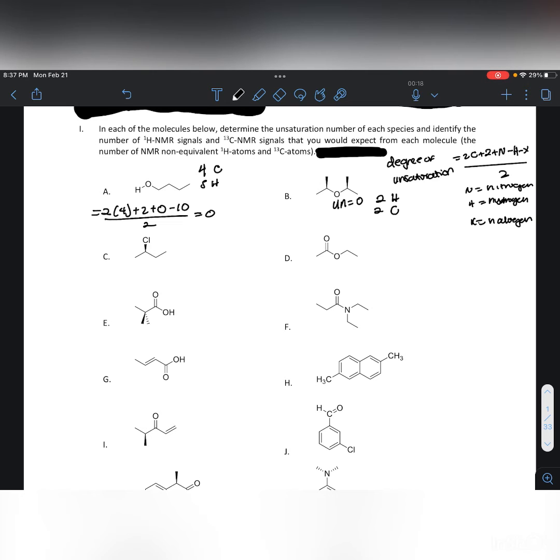Moving on to C. C is a fun one because this is a chiral center, so these hydrogens should be quite different. As a result of this, the total number of degrees of unsaturation for this one is 0. And then for this one right here, you should have a total of 1, 2, 3, 4, 5 signals for the proton, and then for the carbon it should be 1, 2, 3, 4.